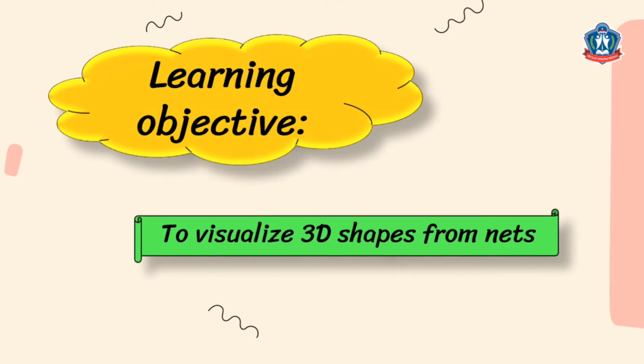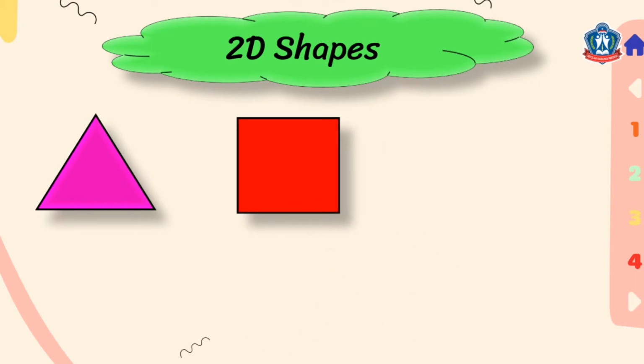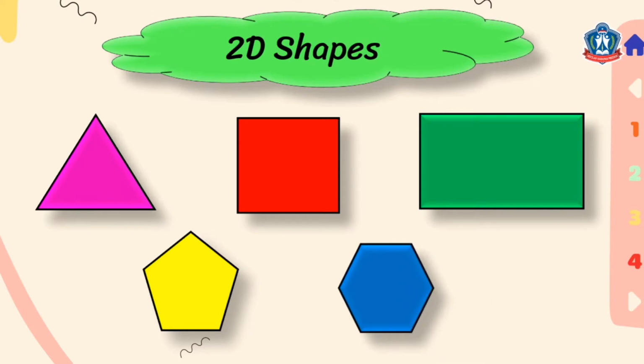Okay, P5, are you ready to learn different kinds of 3D shapes and nets? Come on, let's start. Let's review first the different 2D shapes. Do you know this shape? Yes, this is a triangle. This is a square, a rectangle. How about this one? A shape with 5 sides. This is a pentagon. And a shape with 6 sides is what we call a hexagon. Do you know some other 2D shapes?